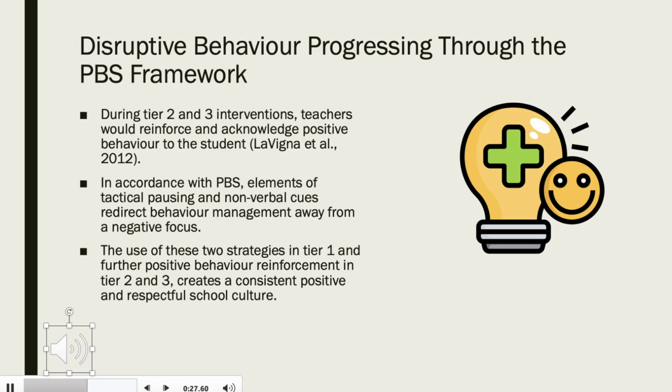During Tier 2 and 3 interventions, teachers would reinforce and acknowledge positive behaviour to the student. In accordance with PBS, elements of tactical pausing and nonverbal cues redirect behaviour management away from a negative focus. The use of these two strategies in Tier 1 and further positive behaviour reinforcement in Tier 2 and 3 creates a consistent, positive and respectful school culture.